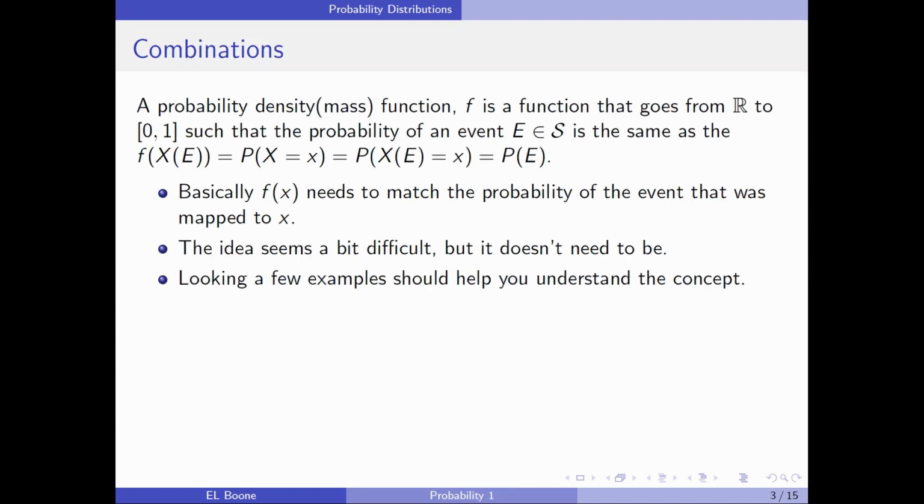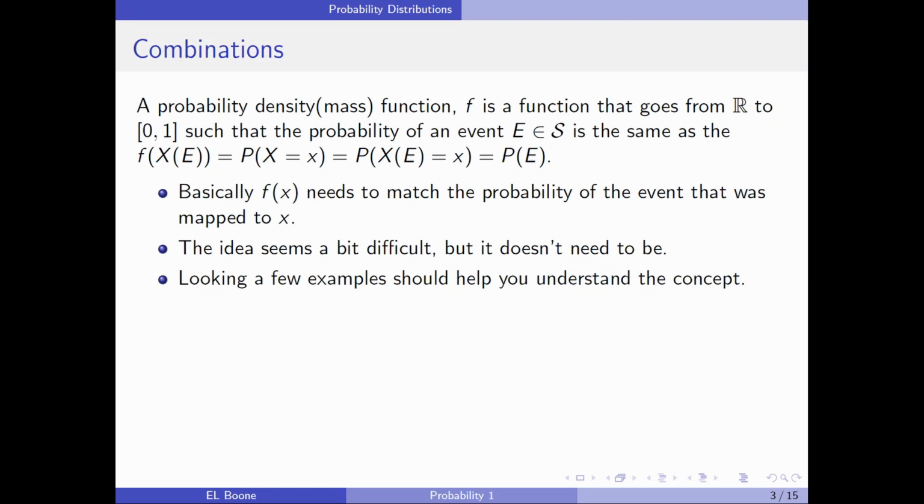A probability density or mass function, f, is a function that goes from R to [0, 1], such that the probability of an event E in S is the same as the probability that the random variable matches that. That's essentially what these things mean. So basically f of x needs to match the probability of the event that was mapped to x. I know at this point the idea seems a bit difficult, but it really isn't. You've just got to think about things. We'll look at a few examples and hopefully understand the concept.